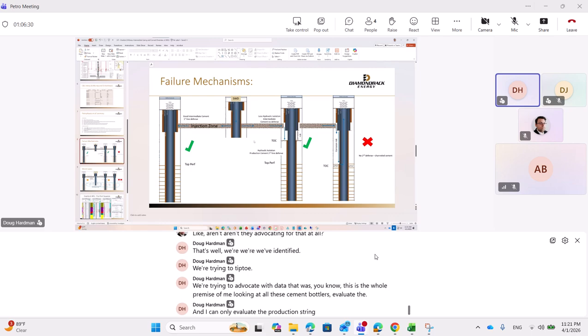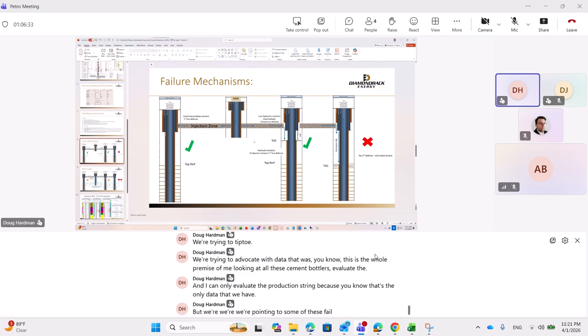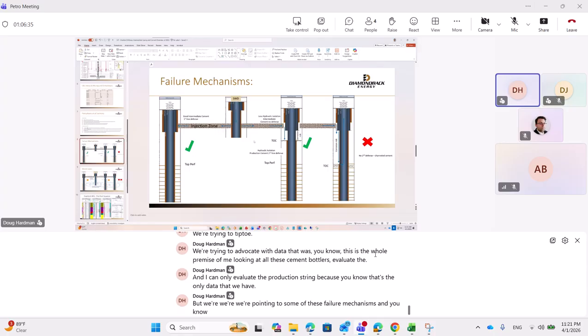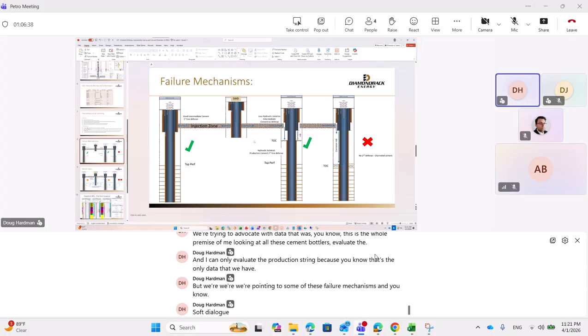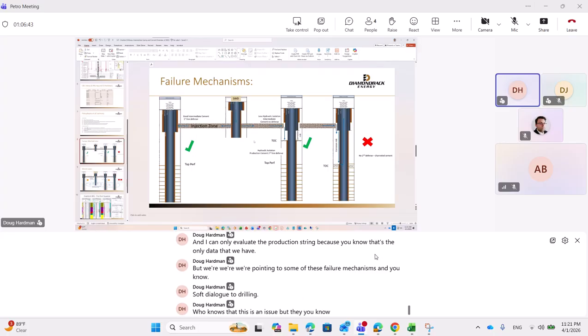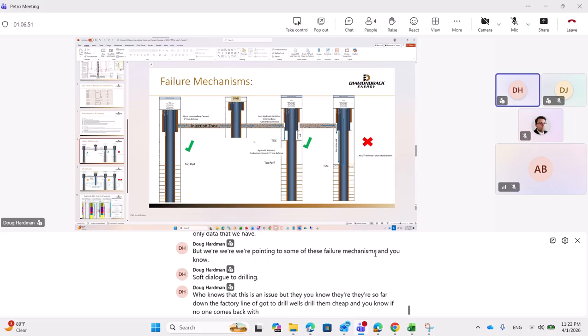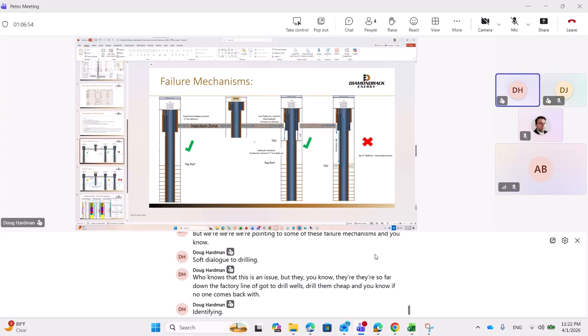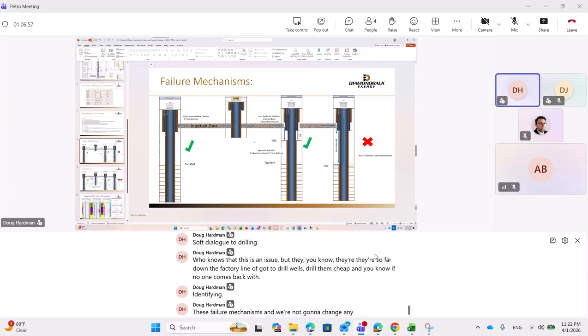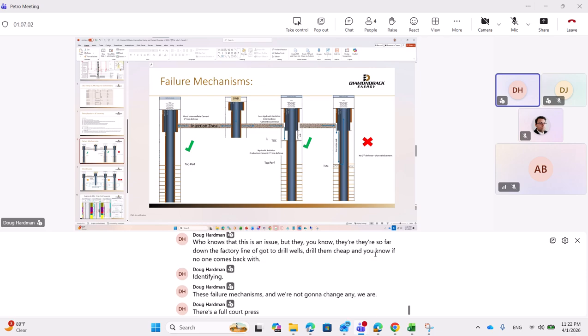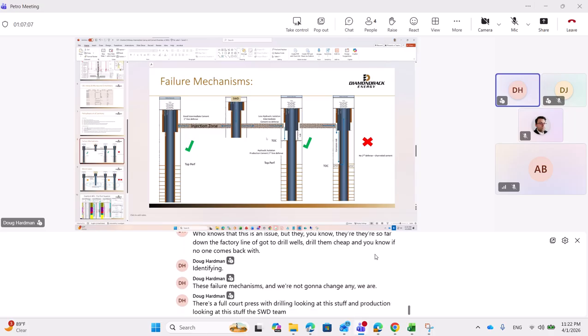But we're pointing to some of these failure mechanisms in a soft dialogue to drilling. They know that this is an issue, but they're so far down the factory line of having to drill wells, drill them cheap, and if no one comes back identifying these failure mechanisms, we're not going to change anything. There's a full court press with drilling looking at this stuff and production looking at this stuff. The SWD team is involved, I'm involved.